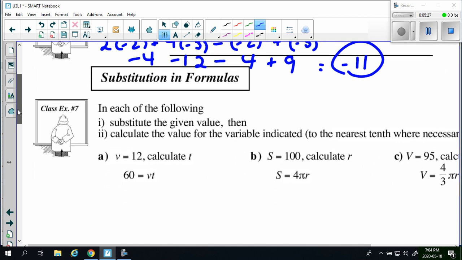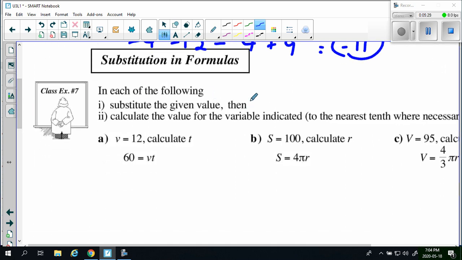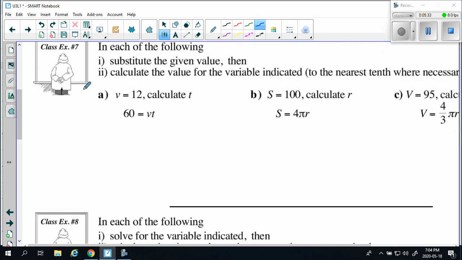Class example 7 asks us to substitute first and then calculate the indicated variable. That's not my preferred way of doing things. I prefer to rearrange first, but they've told us to substitute first. So they're telling us that v is 12. So we'll put in 12 for v, and we're asked to calculate t.